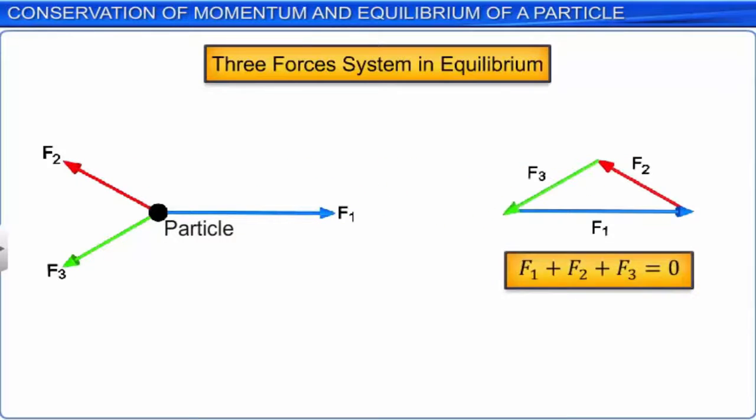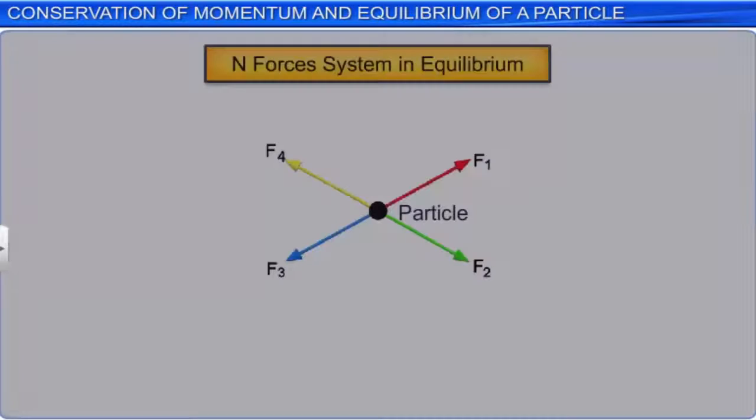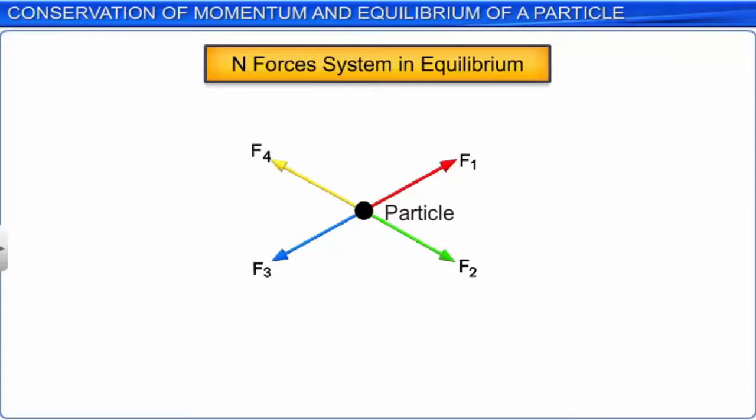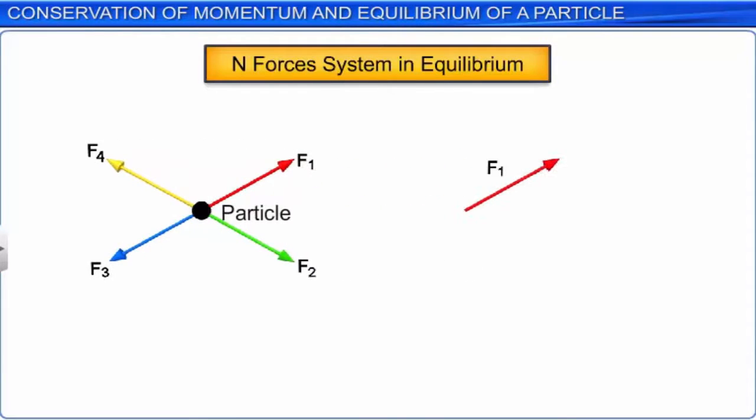When n number of forces act on a particle and keep it in equilibrium, the vector sum of the n forces must be equal to 0. The vector sum can also be determined making use of the three components of the forces. Sigma F is equal to 0. Sigma Fx is equal to 0. Sigma Fy is equal to 0. Sigma Fz is equal to 0.